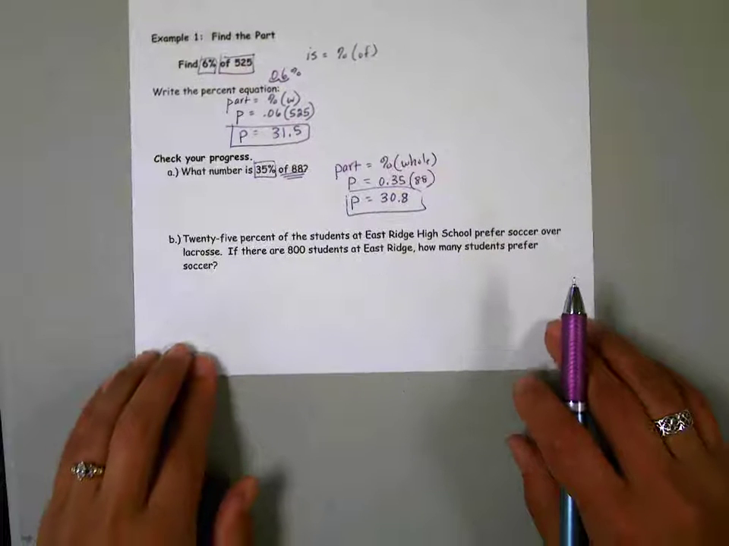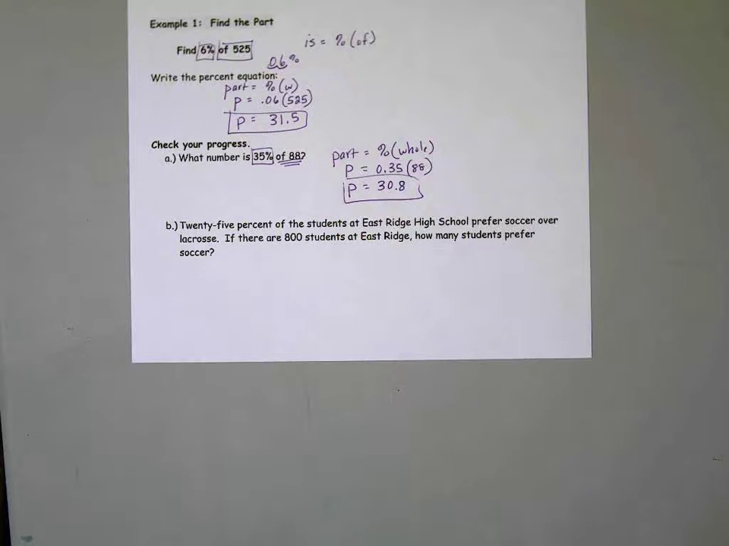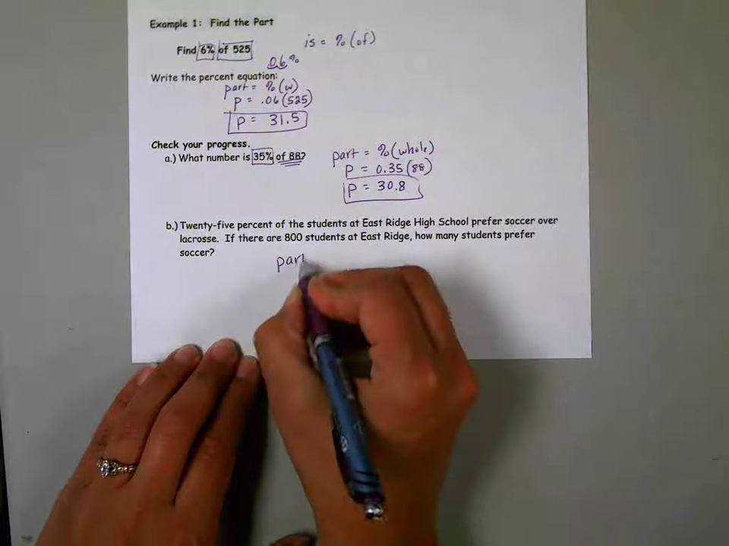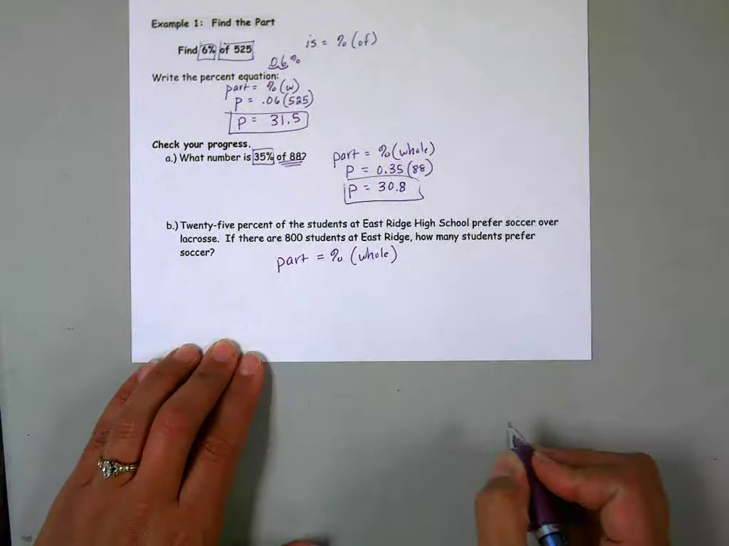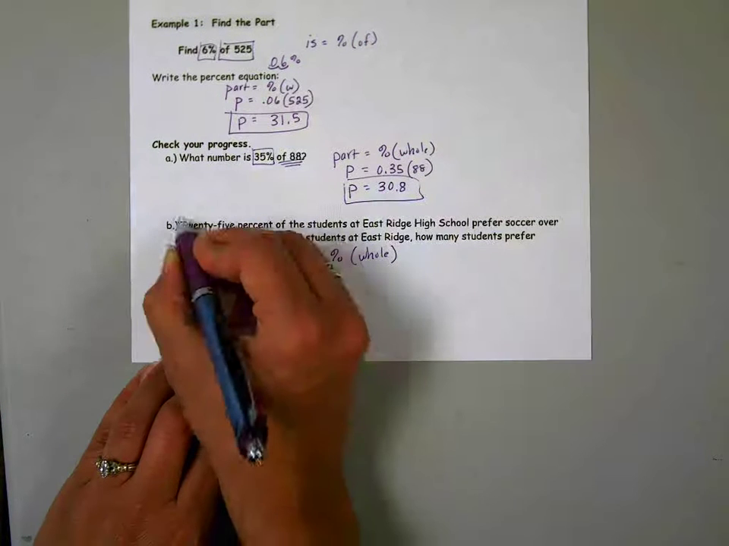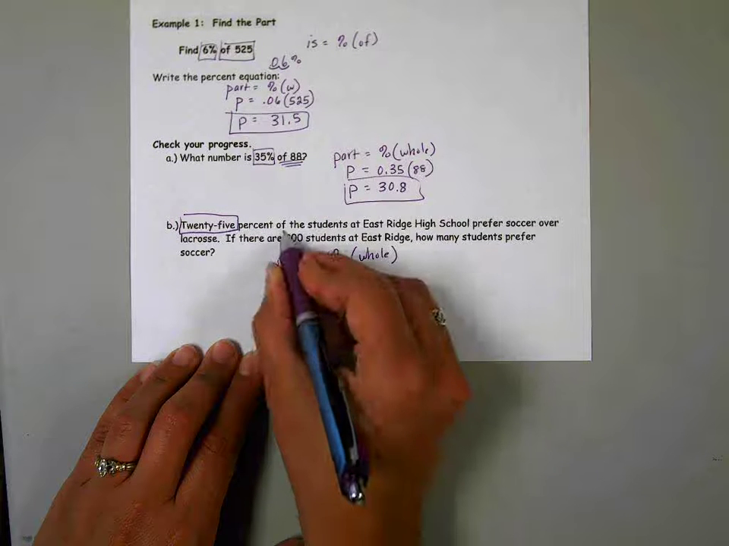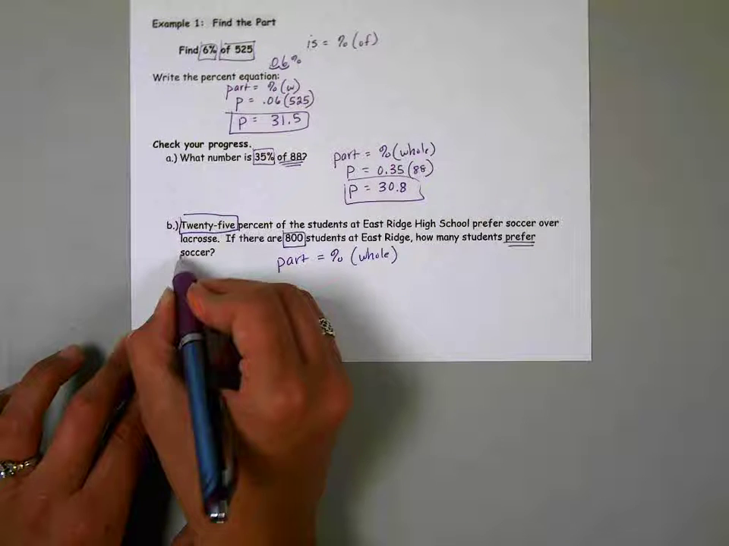Okay, let's look at our next example. Here we have a real world problem. 25% of the students at East Ridge High School prefer soccer over lacrosse. If there are 800 students at East Ridge, how many students prefer soccer? So let's write our equation. Part equals percent times whole. We know our percent is 25%, and we know there are a total of 800 students at East Ridge, and we want to know who prefers soccer.